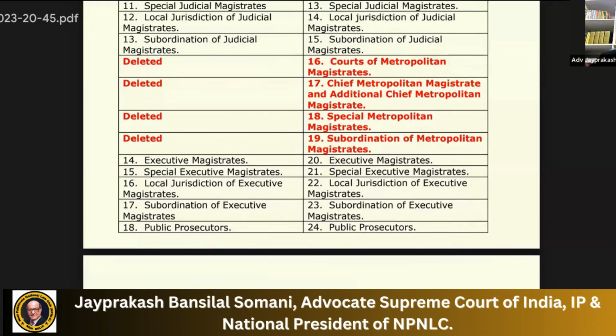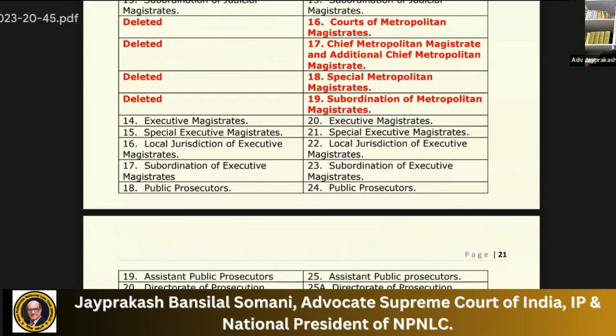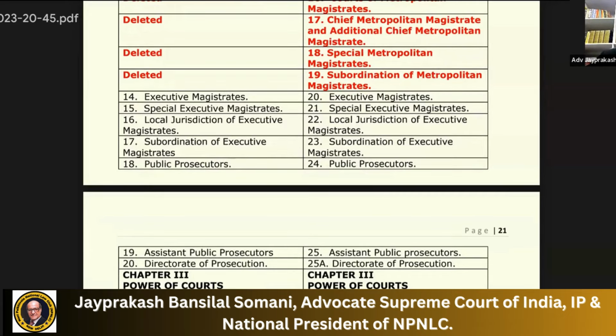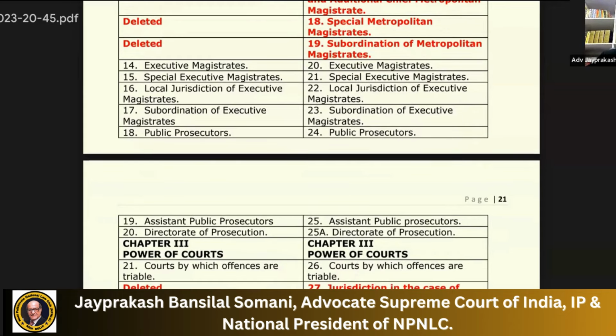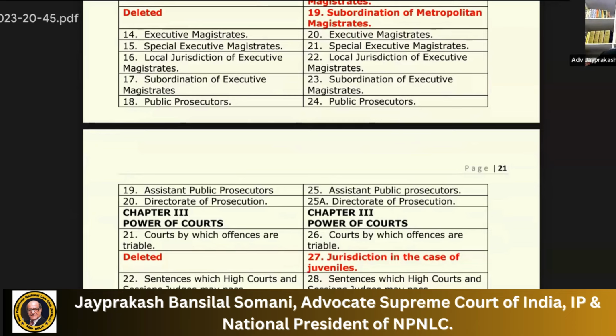So I am moving towards section 14 of BNSS, executive magistrate. Its earlier section was CrPC section 20. BNSS section 15, special executive magistrate. Its earlier section was CrPC section 21. Section 16 of BNSS, local jurisdiction of executive magistrates. Earlier section in CrPC section 22. Section 17 of BNSS, subordination of executive magistrates. Earlier section was 23 in CrPC.